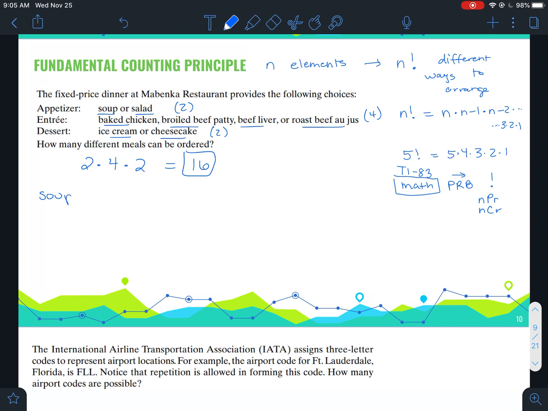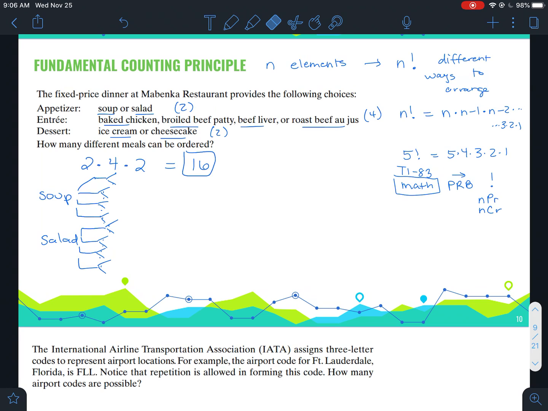Or you could do soup, salad, right? And then from the soup or salad, you have 4 options, 1, 2, 3, 4. And then from those 4, you've got the 2 desserts. I don't know if you guys made these trees in grade school. And so you would have 1, 2, 3, 4, 5, 6, 7, 8, 9, 10, 11, 12, 13, 14, 15, 16 if you made the tree. Or if you listed them all out one at a time, you would have 16 different options.